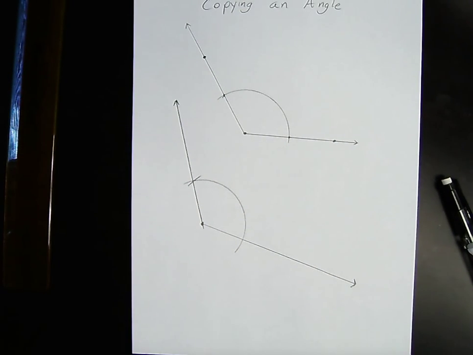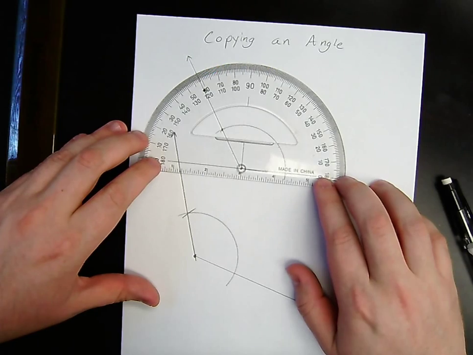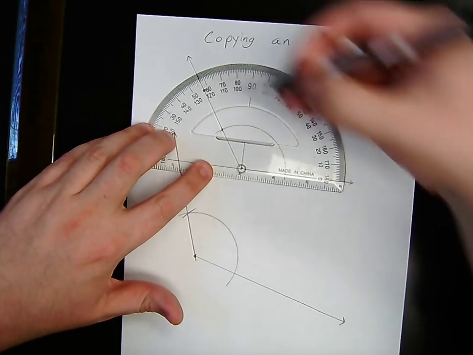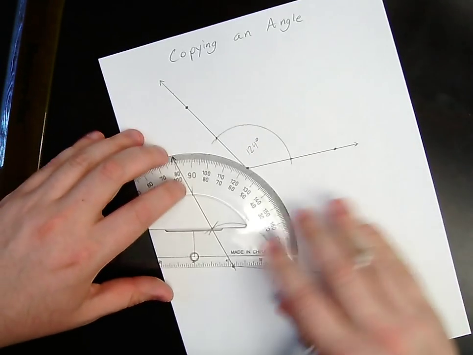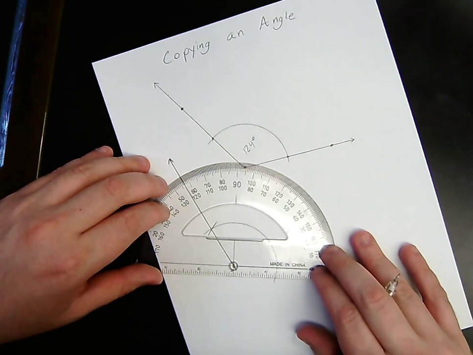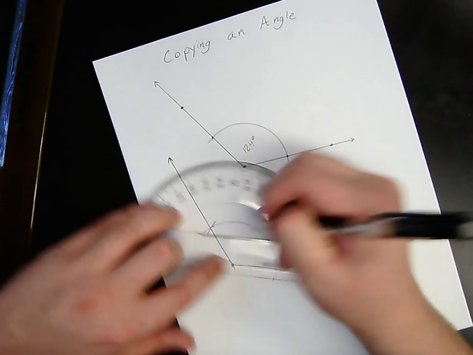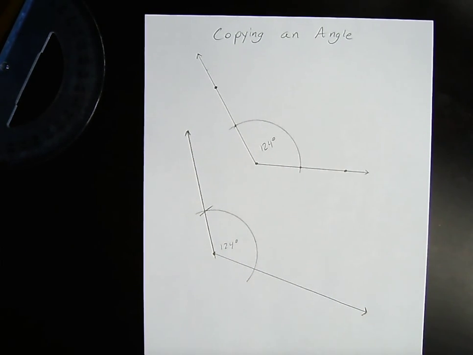And I can actually test this. I drew one a little bit bigger than the other, so I'm actually going to test the measurements. So my original angle is about 124 degrees. And my new angle, hopefully it's at least close. Oh wow, it's almost exactly 124 degrees again. Alright, good. So I was pretty accurate, but it does look a little bit wider on the bottom, but that's alright.